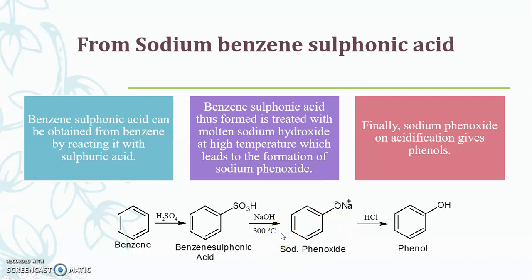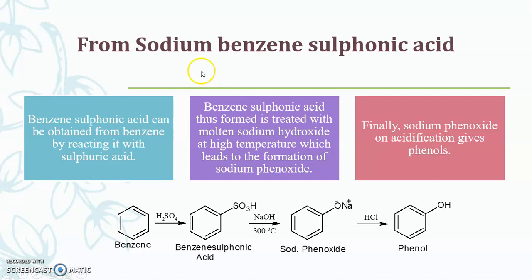Again here also we are getting sodium phenoxide. In the previous method also we have seen the formation of sodium phenoxide, and as we know, this is a salt. This sodium phenoxide on acidification with hydrochloric acid will be converted into phenol. Finally, sodium phenoxide on acidification with dilute hydrochloric acid will be converted into phenol.